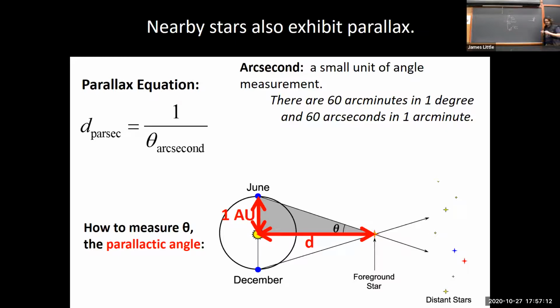So there's 360 degrees in the circle, you know that. And there's 60 arc minutes in every degree. So now there's 360 times 60 arc minutes in the circle. And there's 60 arc seconds in every arc minute. How big is an arc second?